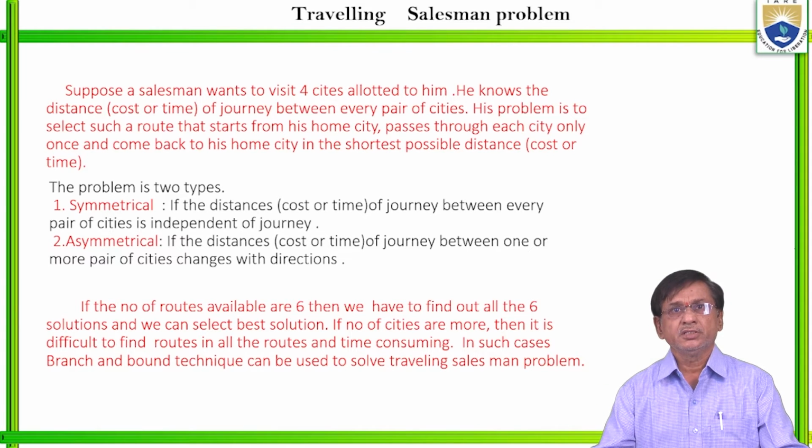Here the problem is of 2 types. One is symmetrical, another one is asymmetrical. If the distance, cost, or time between every pair of cities is independent of the direction of journey, then it is called a symmetrical problem. Otherwise, if the distance, cost, or time between one or more pairs of cities changes with the direction of journey, then the problem is called an asymmetrical type problem. Okay. Now, we'll discuss the branch and bound technique.